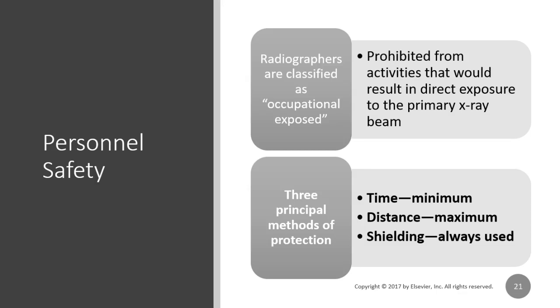And the three principal methods of protection, this is very, very important that you know this, is time, distance, and shielding. Those are the three cardinal rules. You want to minimize your time, you want to maximize your distance from the source or the scatter, and you want to always be shielding yourself.